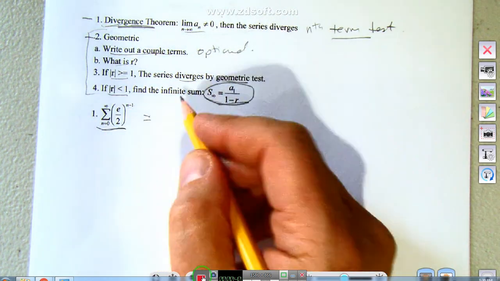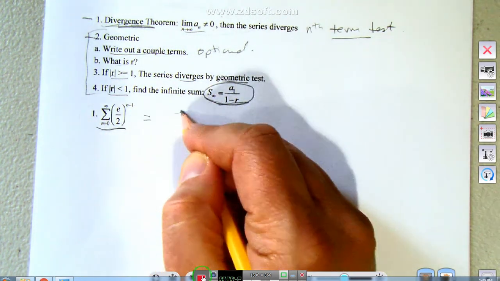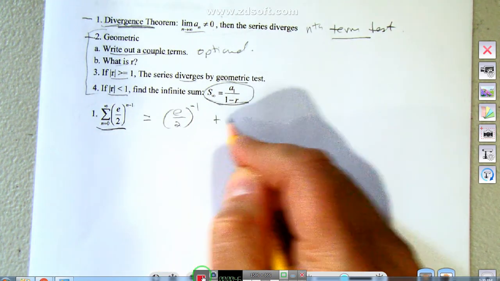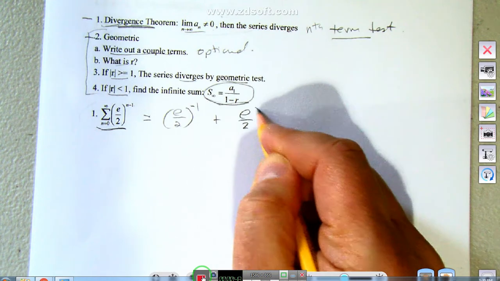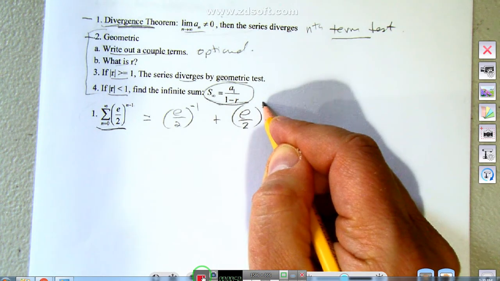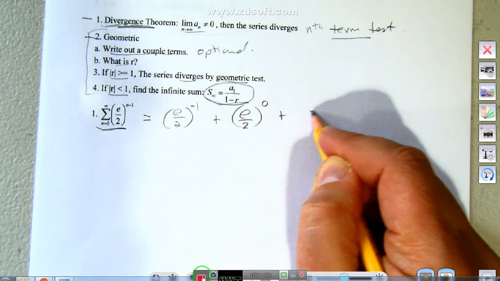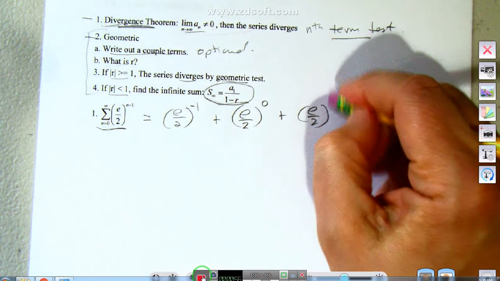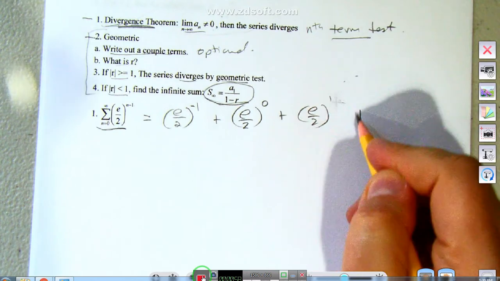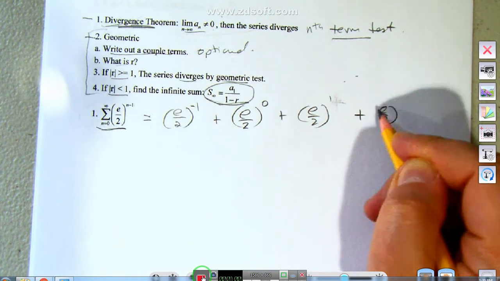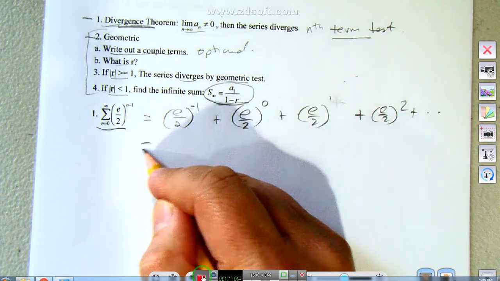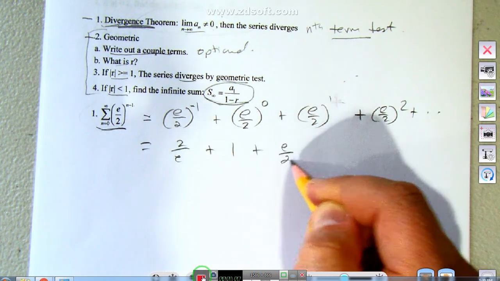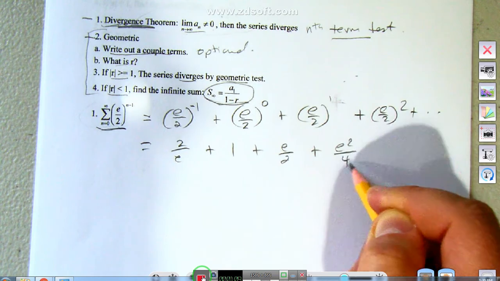So I plug in 0. That's going to be e over 2 to the negative 1. And then I plug in 1. I get e over 2 to the 0. And then I get e over 2 to the first. And then I get e over 2 squared. So this is 2 over e, which is weird. I get 1. I get e over 2. I get e squared over 4.